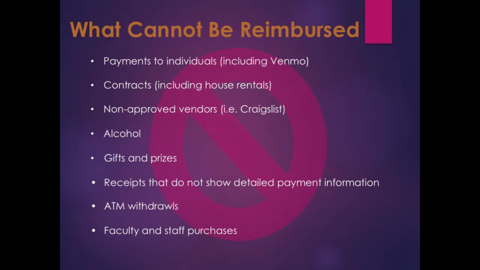There are certain types of purchases that cannot be reimbursed. There are a few listed here. Please see the UCAE website for a complete list of restricted purchases. It takes a minimum of 4 to 6 weeks to receive a reimbursement payment.